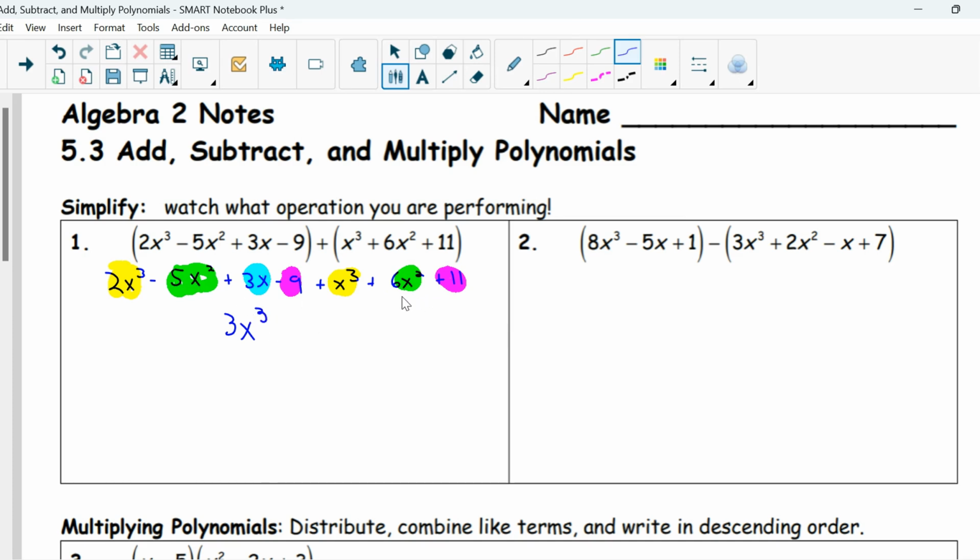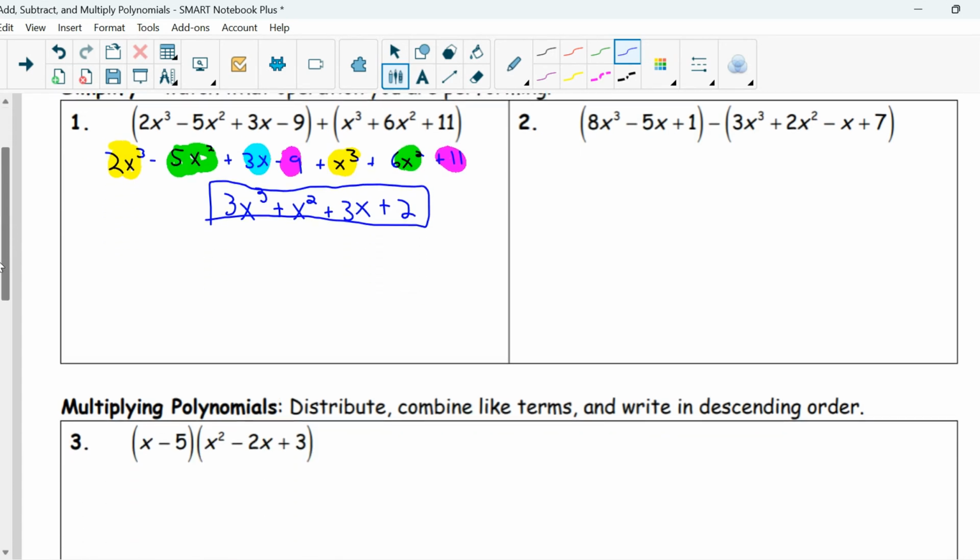Negative 5x squared plus 6x squared gives me x squared. I only have one x value, so we just have 3x, nothing changes. And then negative 9 plus 11 gives me positive 2. And that's my answer. Okay, we'll leave number 2 for class. This is one of those where the first thing I would do is distribute my negative and then just combine your like terms once again.